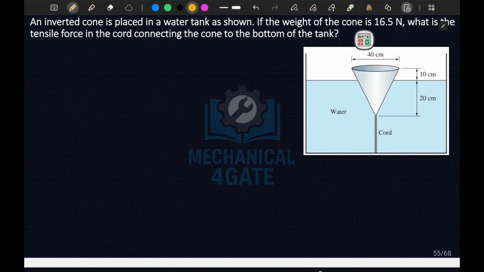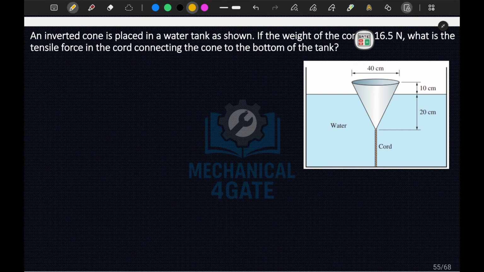In this question, an inverted cone is placed in a water tank. It is mentioned that the weight of the cone is 16.5 Newton. What is the tensile force on the cord connecting the cone at the bottom of the tank? But before that, let's see what the different forces acting on the cone are. One is the weight of the cone, second is the buoyant force due to water, and third is the tension in the cord.